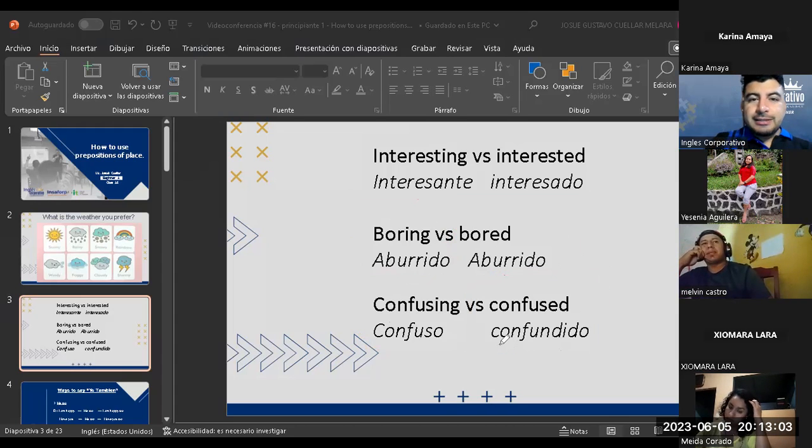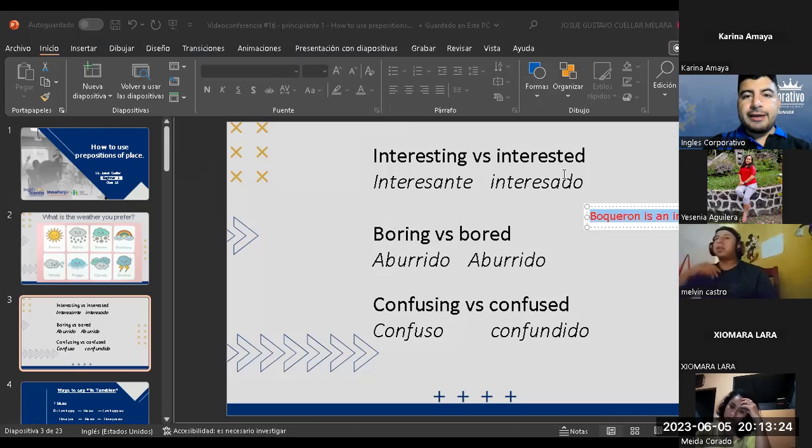We can say, vamos a utilizar cualquiera de estas. Vamos a utilizar el verbo to be. Por ejemplo, Boquerón is an interesting place. Okay. Pero si ustedes consideran que you consider that it is not interesting, you can say that it is boring. Okay?